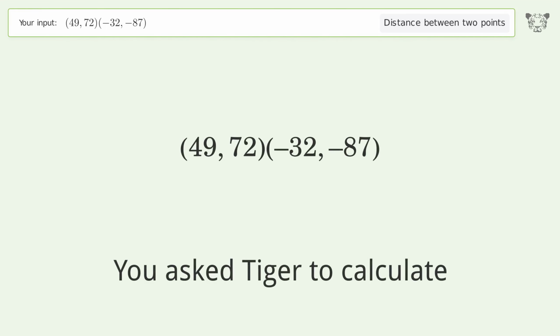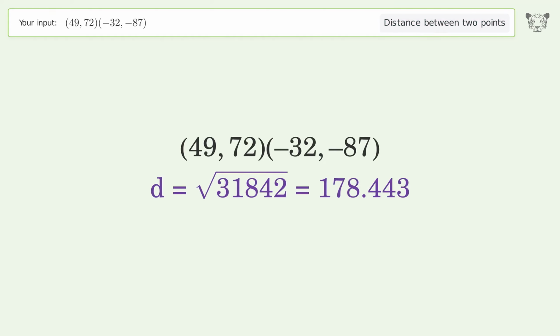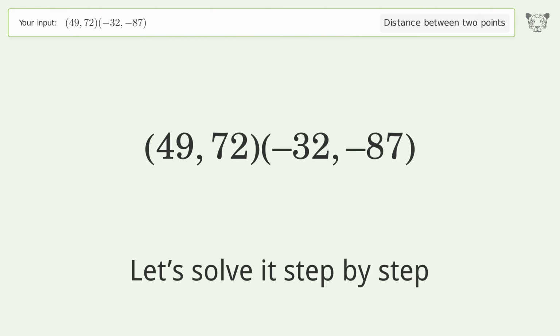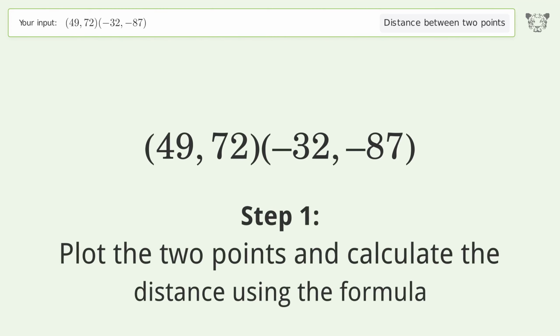You ask Tiger to calculate. This deals with the distance between 2 points. The distance between the 2 points is the square root of 31,842, or 178.443. Let's solve it step by step. Plot the 2 points and calculate the distance using the formula.